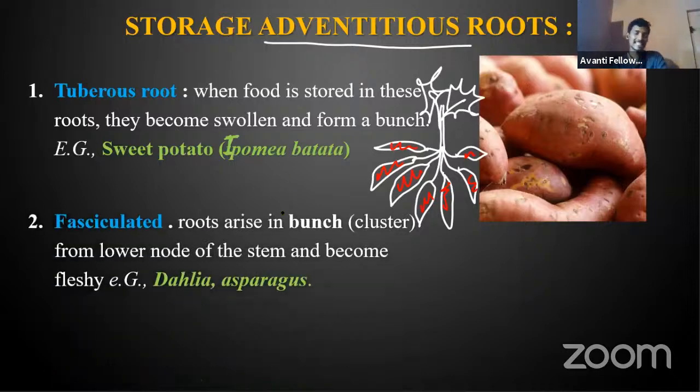The second kind of modification is the fasciculated root. That means roots arise in a bunch or cluster from the lower node of the stem and become fleshy. Remember what they are saying. The plant is like this, a fibrous root is like this, and new roots are coming from the lower node and making a branch. They become swollen and fleshy. Fleshy means squeezy.